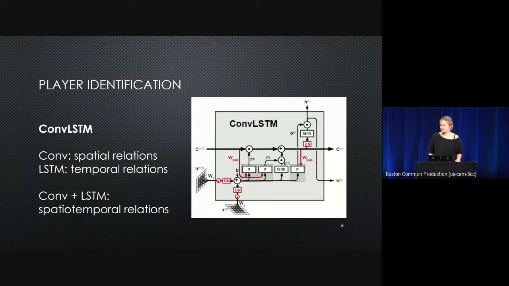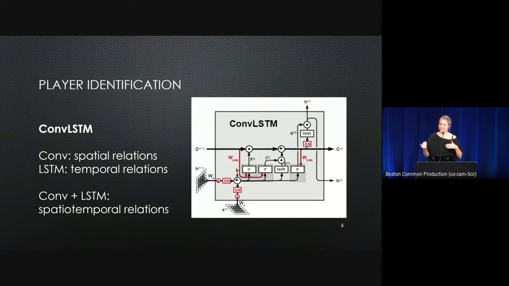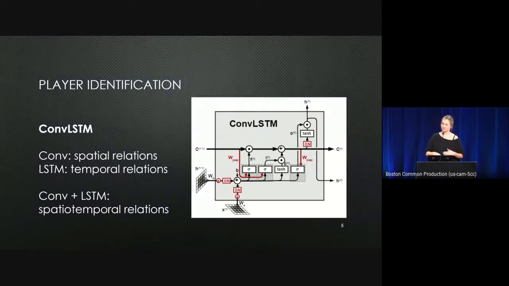The reason we chose a convolutional LSTM is because convolutions will tell you about the spatial relations. So for instance, at any given frame of the video, how is this player's left knee relating to their right elbow. But the LSTM will tell you about the temporal relations. So how does the frame at position X relate to the frame at position X plus 5? In other words, how does your movement at one given minute relate to your movement a couple of minutes later? So you put those together, you get the spatiotemporal relations that we're looking for.